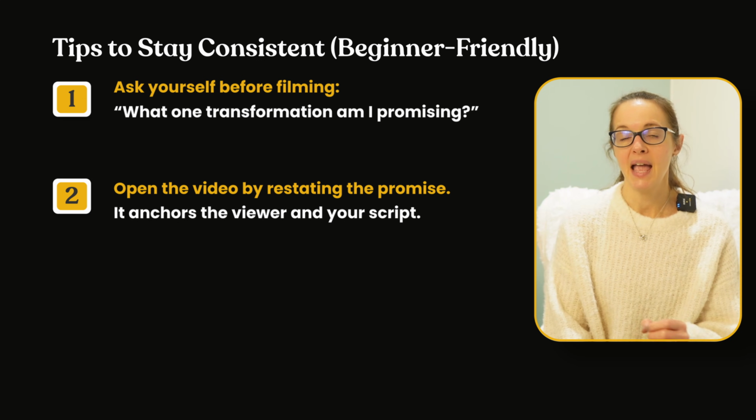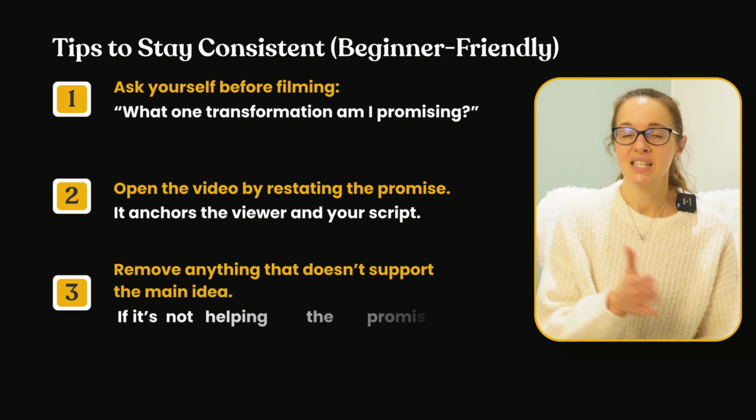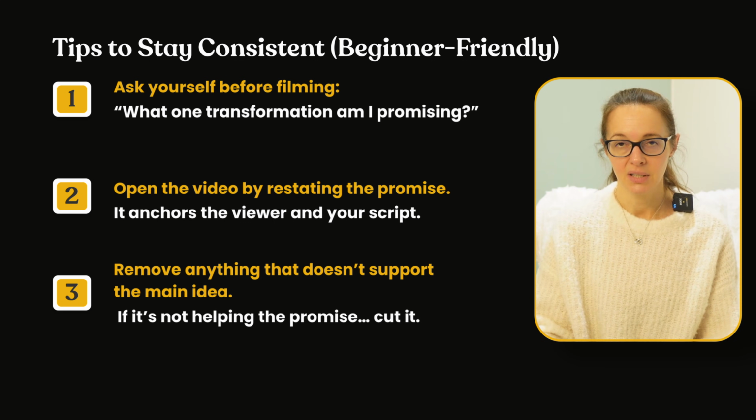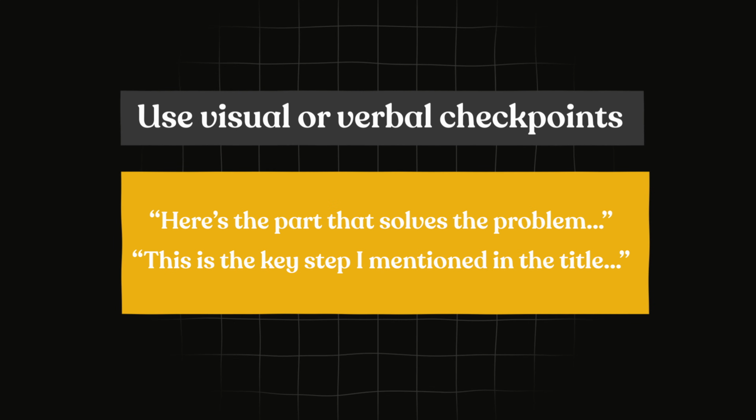It anchors the viewer and your script. Remove anything that doesn't support that main idea. If it's not helping the promise, cut it out. I know it seems harsh, but it will help with everything. Use visuals or verbal checkpoints. For example, here's the part that solves the problem, or this is the key step I mentioned in the title, so pay attention. These reinforce alignment and keep viewers satisfied.